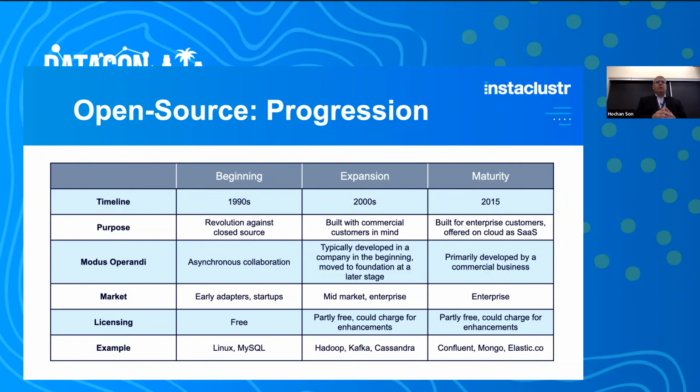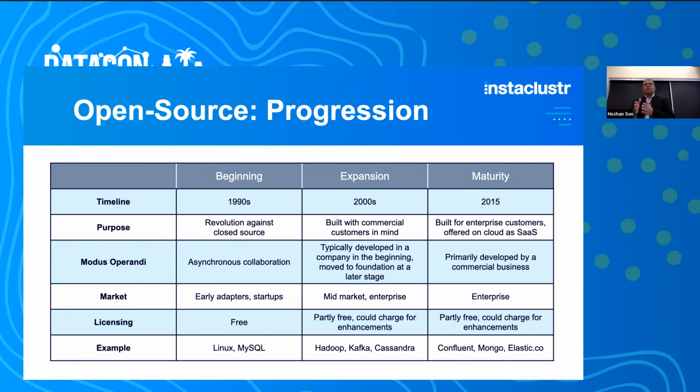The way people worked on these projects was asynchronous collaboration. The market was early adopters and startups. The licensing was free. Obviously, that was the whole reason why they started this revolution. Some of the examples are Linux and MySQL.